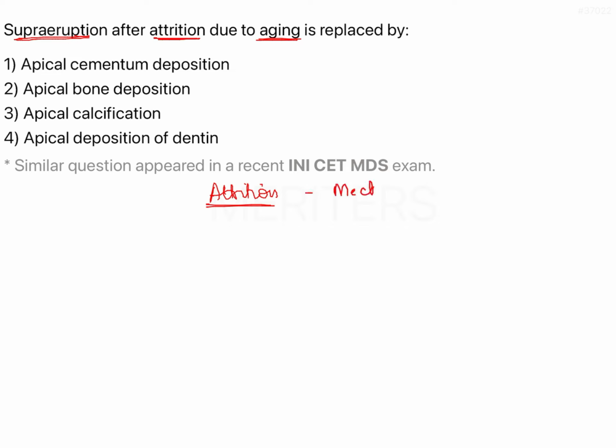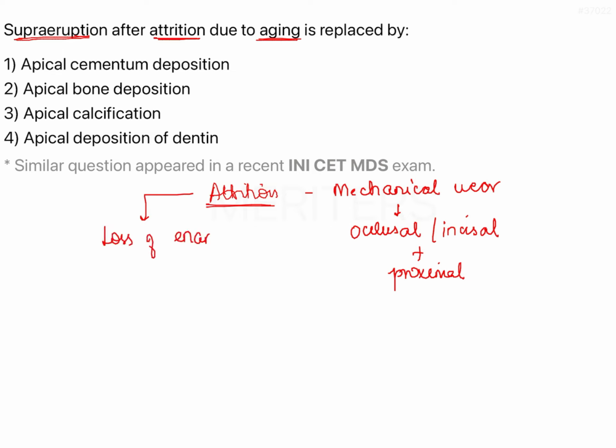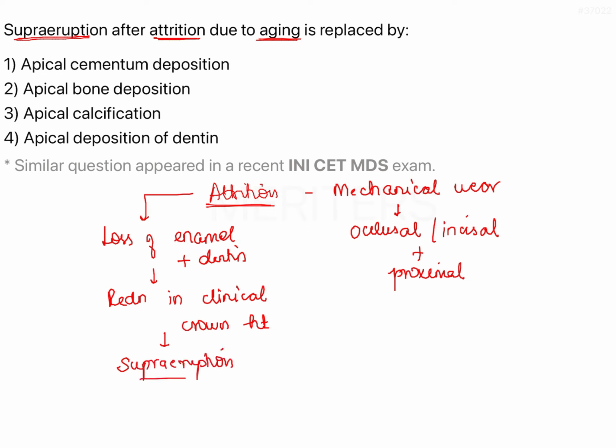Attrition is nothing but mechanical wearing of the tooth surfaces, that is, the wearing of the occlusal or the incisal surfaces as well as the proximal surfaces of the tooth. And this attrition brings about the loss of tooth structure, that is, loss of enamel followed by loss of dentin. And this brings about a reduction in clinical crown height. But this is not evident because the attrition is accompanied by supra-eruption of the teeth.